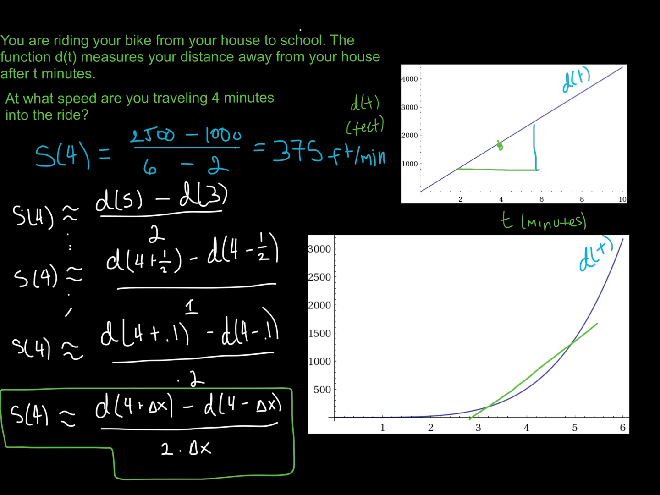And you might say, what if there was no change? What if it was 0? Well, think about that. If this was 0, if you didn't change x and you took the average rate of change based on this equation between D of 4 plus 0 minus D of 4 minus 0, that's D of 4 minus D of 4. That's the same value. That's 0. And 2 times 0 is 0. So you have an undefined function. And that's a problem, right?